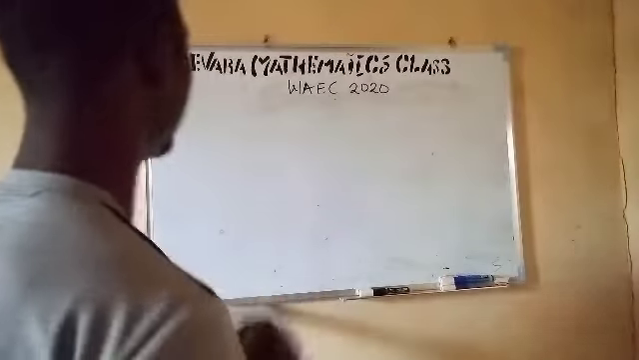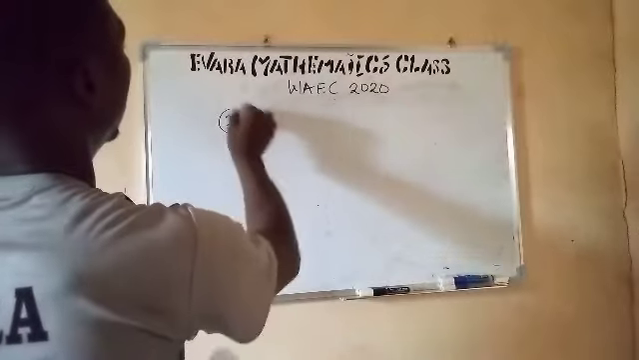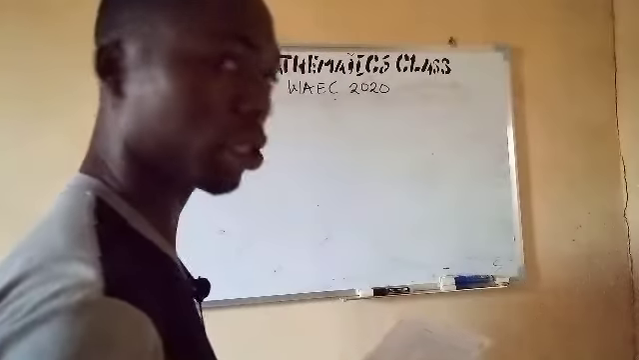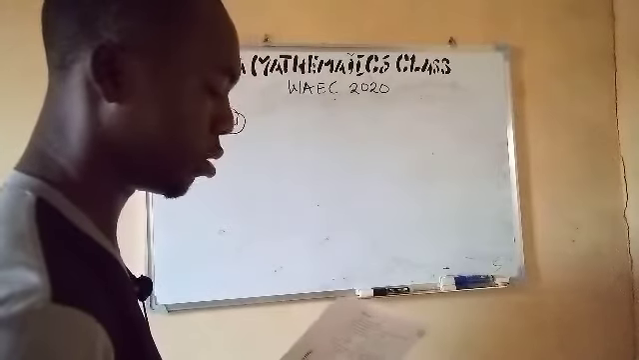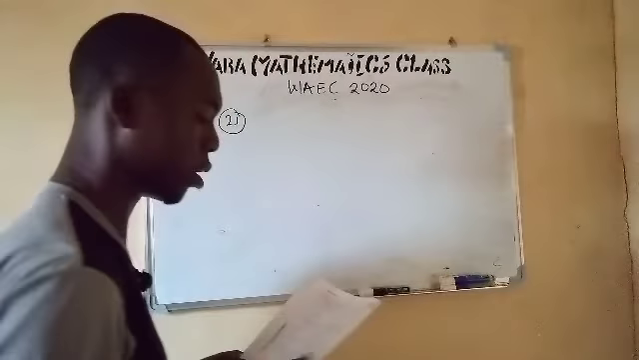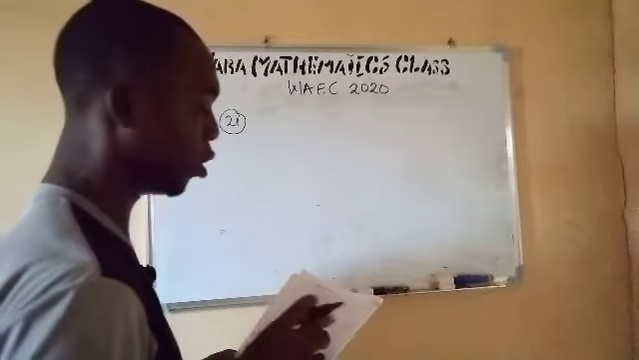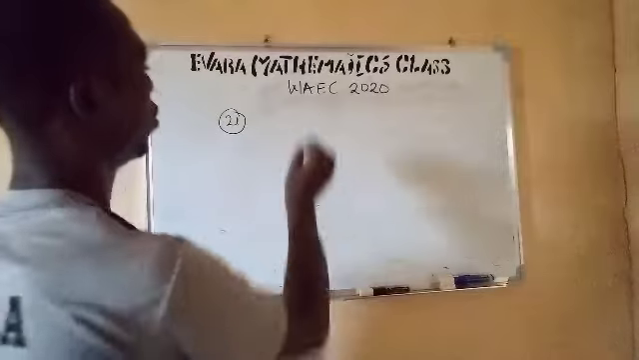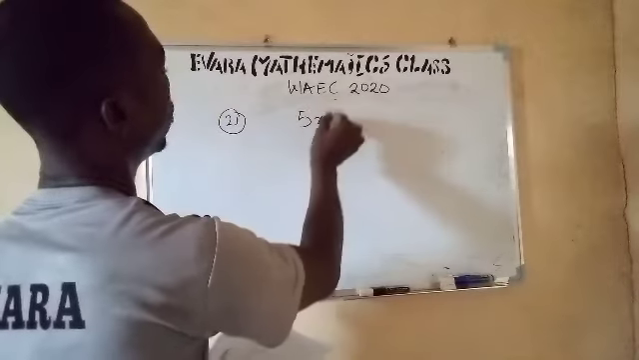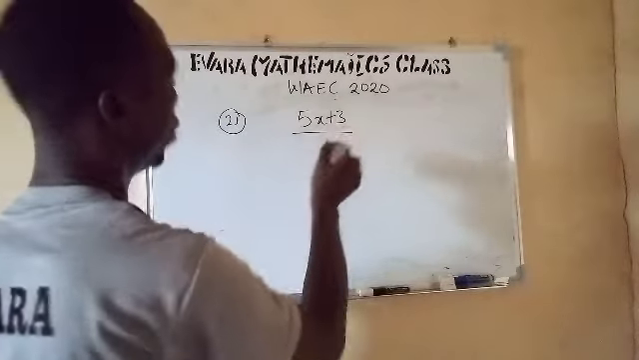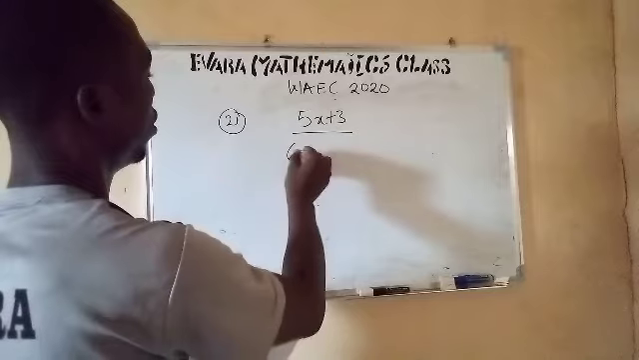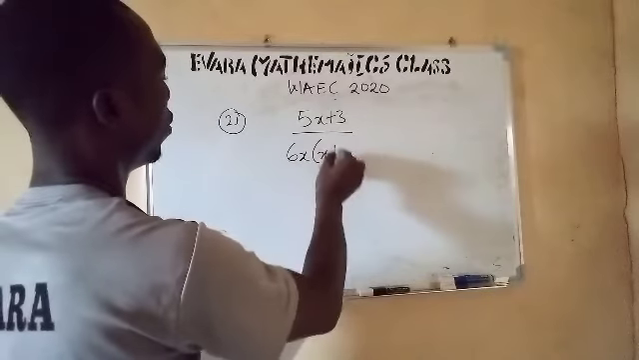Number 21. The expression 5x plus 3 over 6x bracket x plus 1 will be undefined when x equals what? We are given this expression 5x plus 3 over 6x bracket x plus 1.